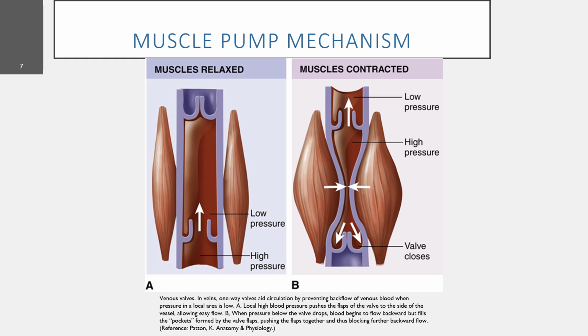Here you can see a depiction of the muscle pump mechanism. In veins, one-way valves aid circulation by preventing backflow of venous blood when pressure in the local area is low. A local high blood pressure pushes the flaps of the valves to the side of the vessel, allowing easy flow. When pressure below the valve drops, blood begins to flow backwards but fills the pockets formed by the valve flaps, pushing the flaps together and thus blocking further backflow.